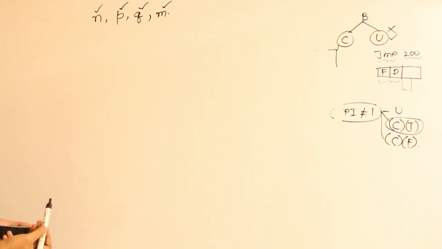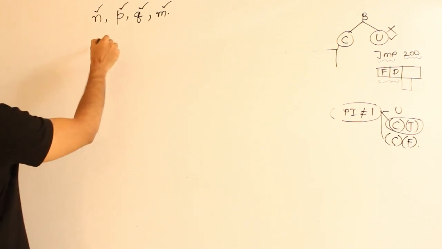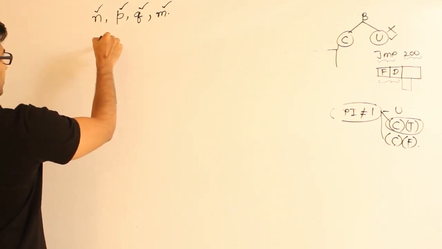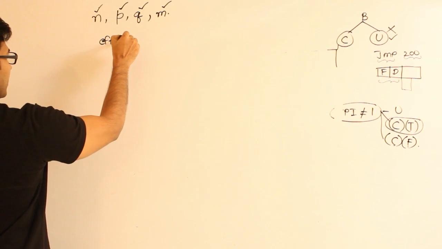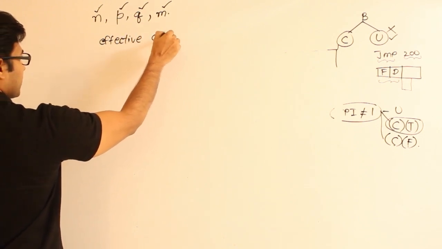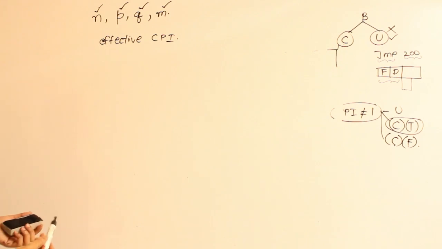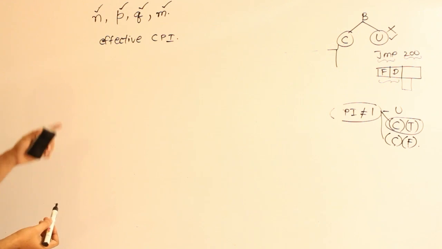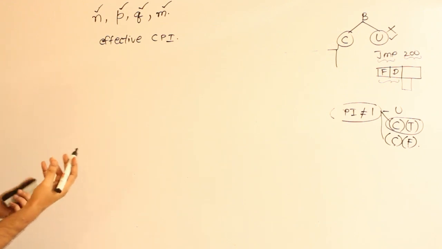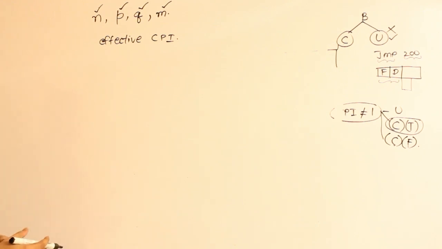Then under these circumstances, what is the average or effective clocks per instruction? Sometimes they will say effective clocks per instruction. In general, if there is no branching at all, if there is no control dependency, the clocks per instruction has to be 1. But because of all this, it has to be more than that. Let's try to analyze it.